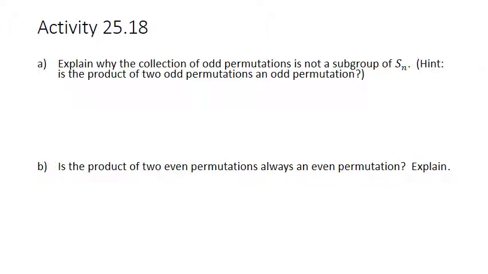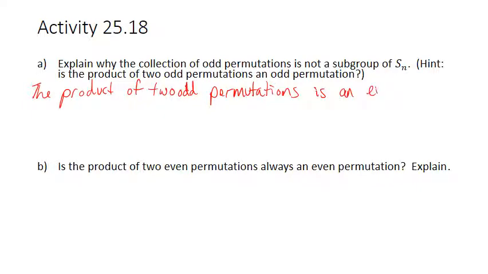Okay, so let's go over these answers. Part A: explain why the collection of odd permutations is not a subgroup of Sn. Hint: is the product of two odd permutations an odd permutation? Okay, so the answer here is that the product of two odd permutations is actually an even permutation. So it's super not closed under the group operation.